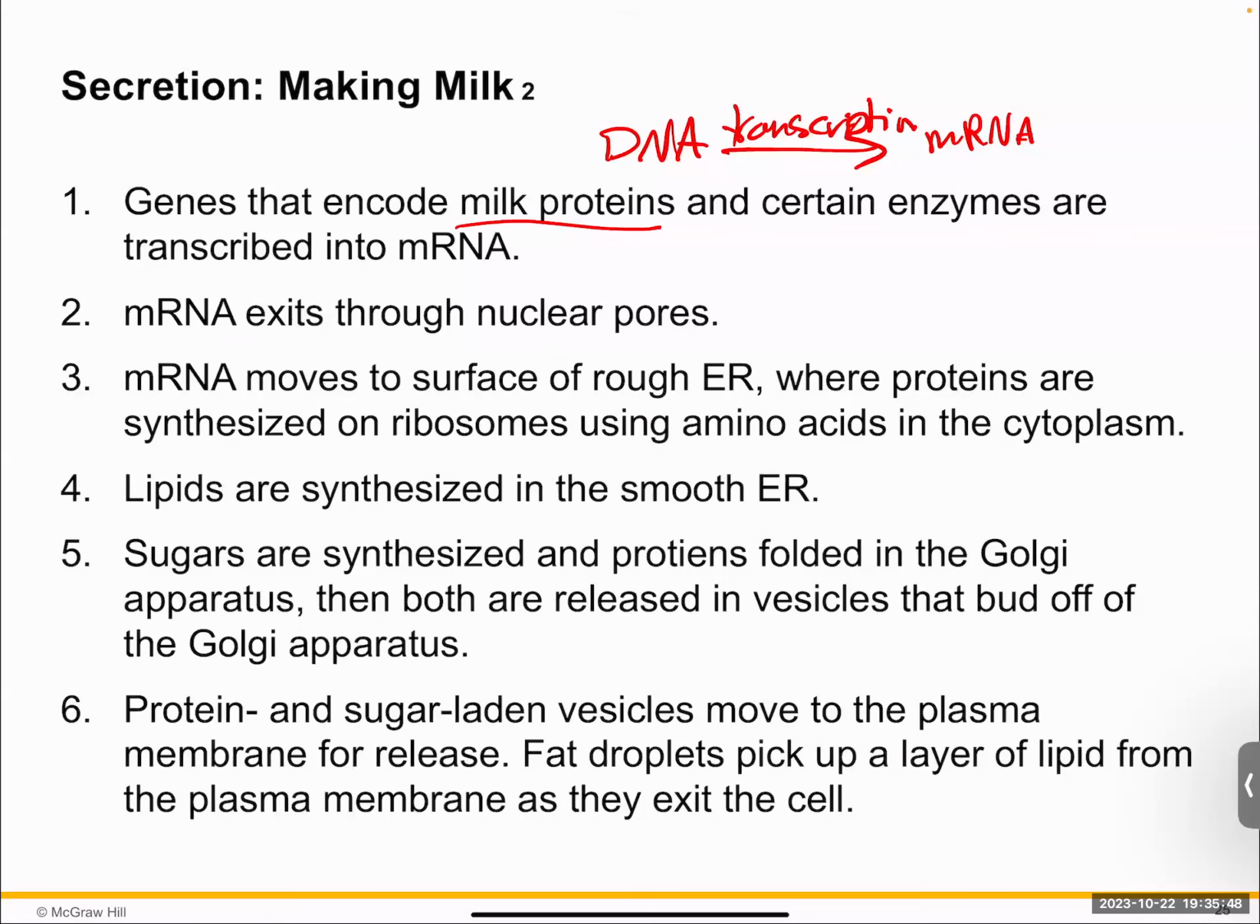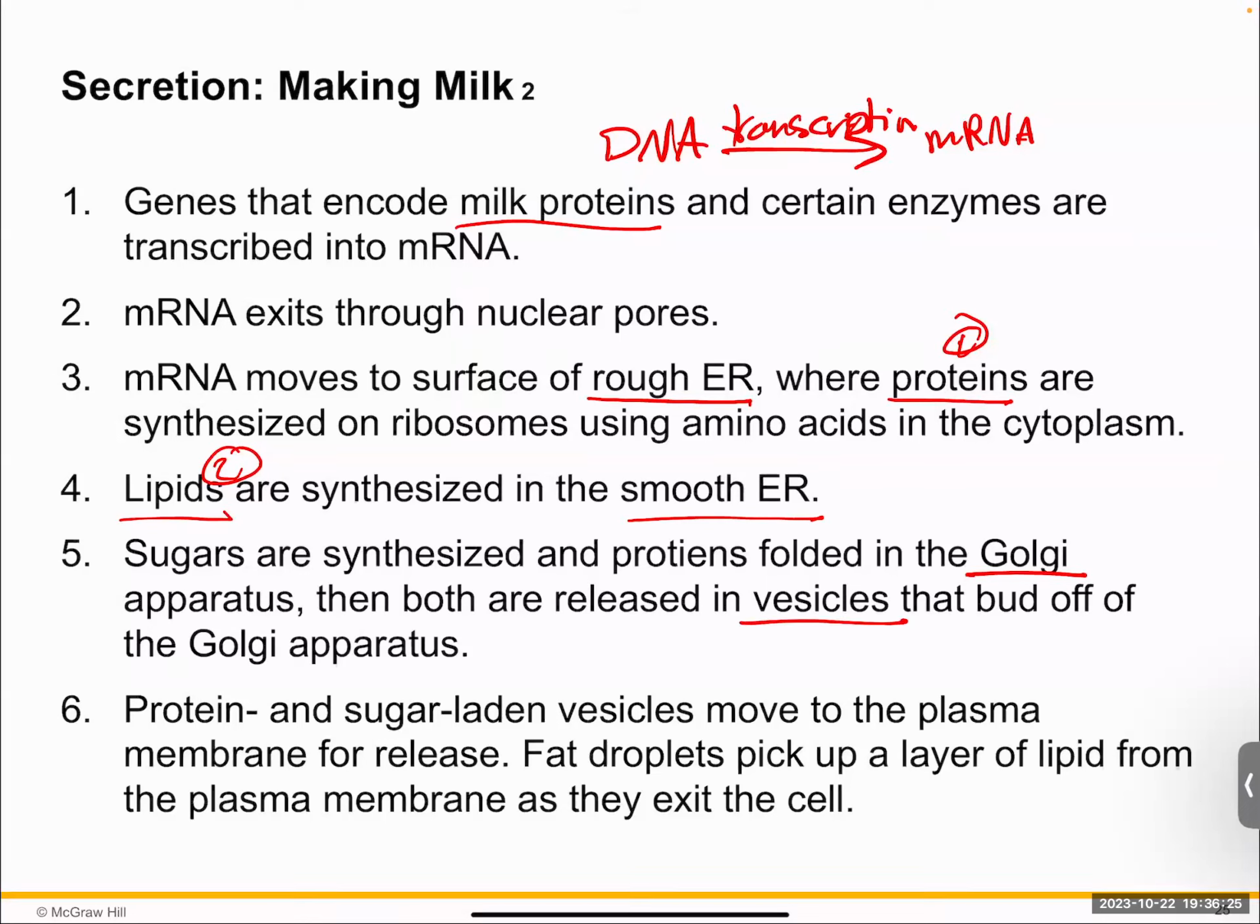Now, the rough endoplasmic reticulum is important for us because it allows us to synthesize our proteins. Now, the proteins are made. I also need to make some fat, because milk also includes fat, and it does that on the smooth ER. So now we have some proteins and we have some lipids. These structures are now going to move to your Golgi apparatus, and the Golgi apparatus processes them and sends them out through these vesicles.